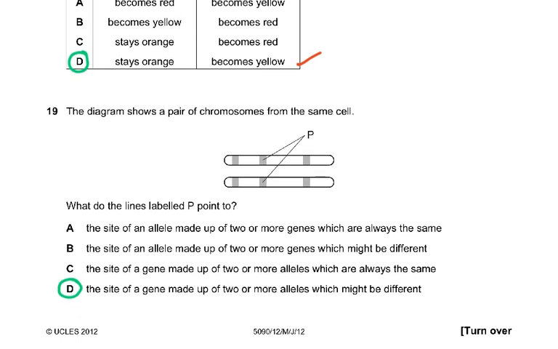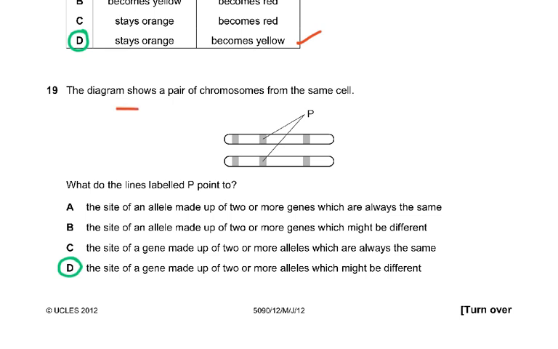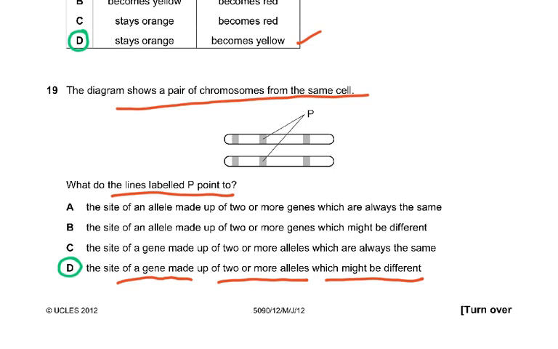Then coming on to question number 19. The diagram shows a pair of chromosomes from the same cell. What do the lines P point to? So P is the site of a gene made up of two or more alleles, which might be different or could be the same. There could be big A on it, there could be small a on it, there could be big A, small a on it. So all three possibilities are present.